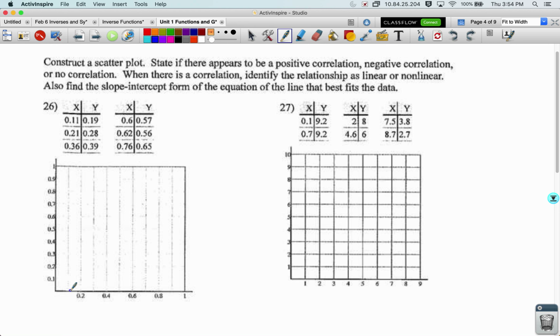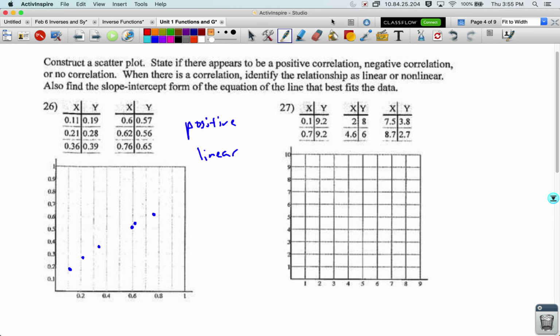0.11, we go over to 0.11, up to 0.19, about there, 0.21, 0.28, 0.36, 0.39, 0.6, up to 0.57, 0.62, so just past that. Very close by point. Should actually be a little lower than that point, but that's okay. 0.76, 0.65. Okay, so this looks like positive. It looks linear. It looks like a strong correlation, but we don't actually have to say that.